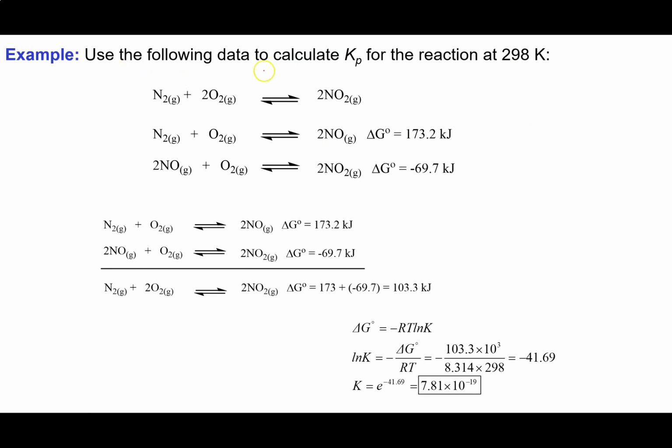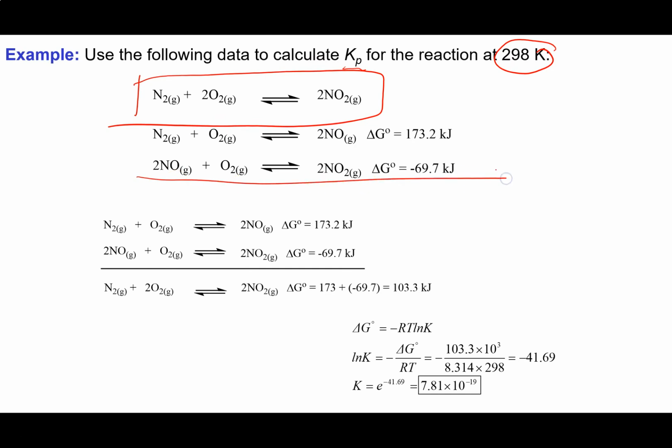Here we go. It says use the following data to calculate Kp for the reaction, and it gives you the reaction at 298 K. This is the reaction we're trying to calculate Kp for, and they've given two other reactions. The reaction we're interested in is the sum of those two, and we have the delta G naught for each. When I add reactions together, I add their delta G naughts, so I can get the delta G naught for the overall process, which is what I've done here: 173.2 plus minus 69.7 gives me the delta G naught for this overall process.